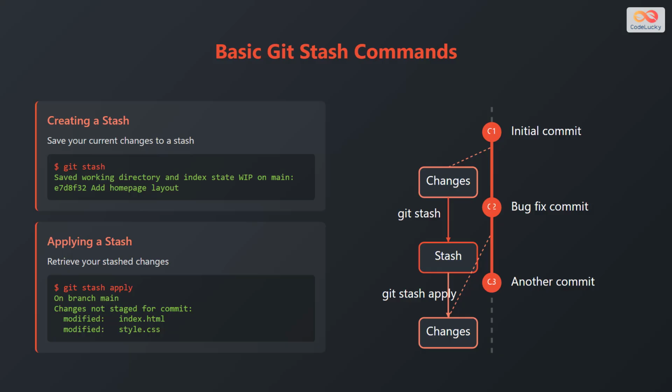Let's look at some basic Git Stash commands. To create a stash, use git stash. This command saves your current changes to a stash. The output confirms that the working directory and index state have been saved.